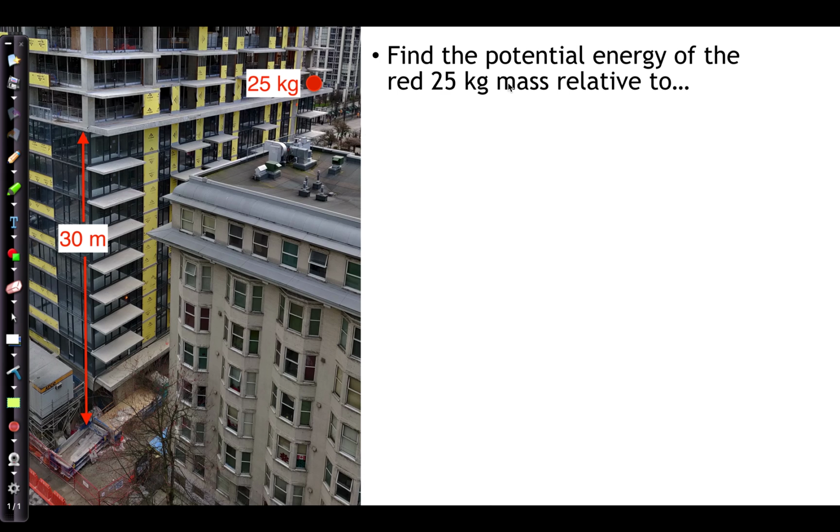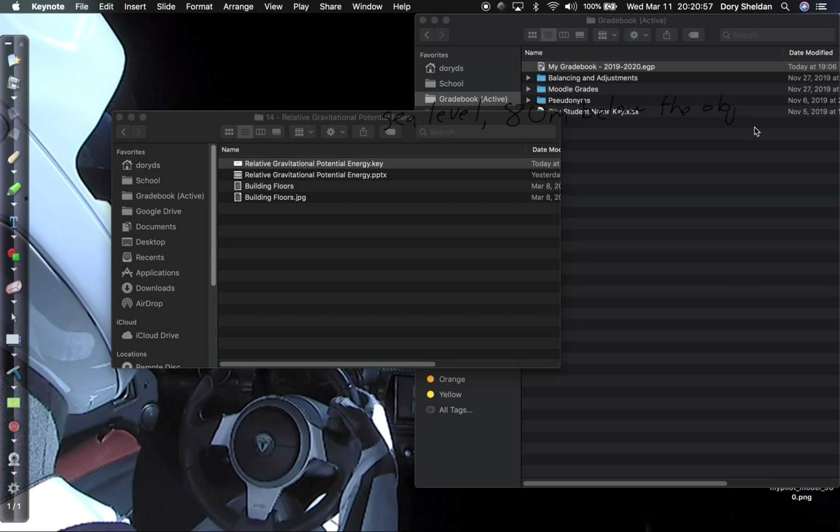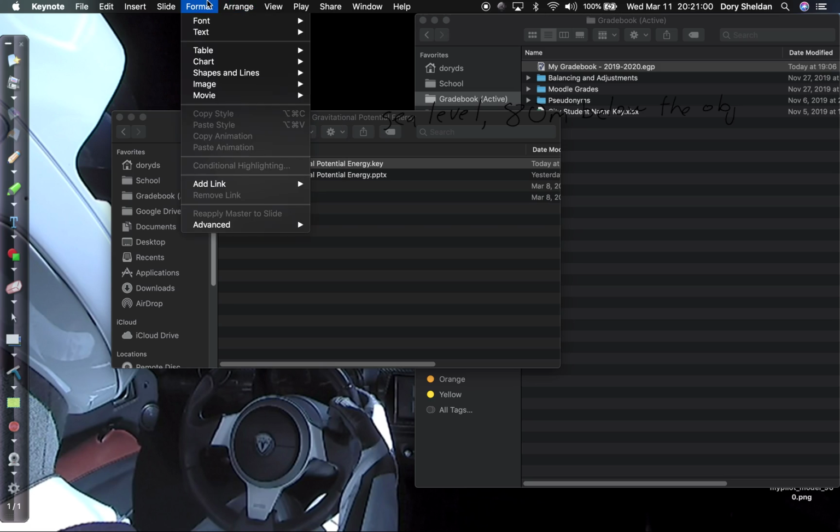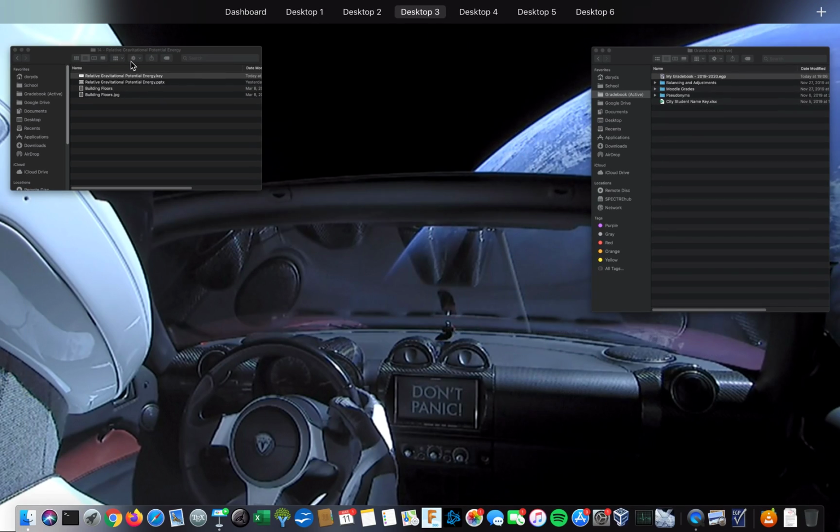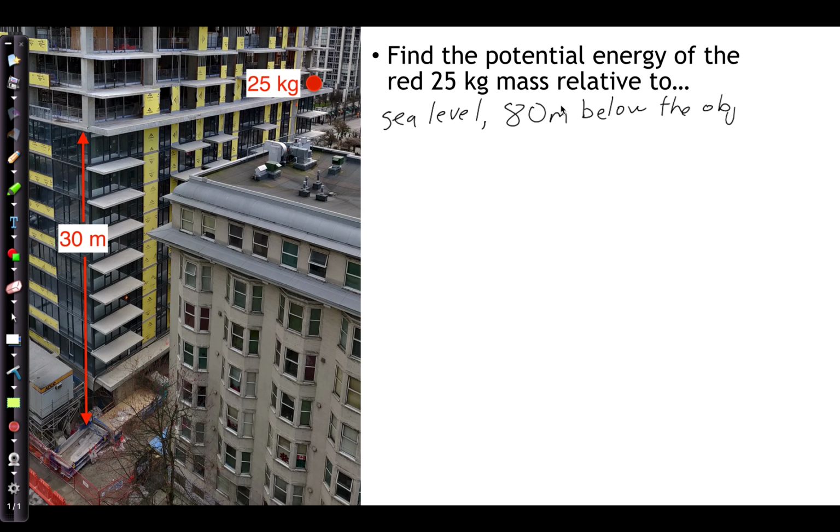I would like you to now find the potential energy, relative potential energy of the object relative to, and why don't we say this is relative to sea level. I know there's no ocean in here, but we can imagine it. And let's just say for ease of calculation that sea level is 80 meters below the object. Okay, so 80 meters below the object.